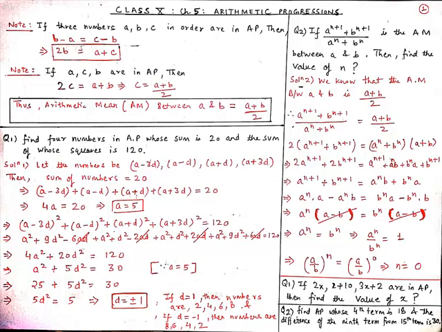So, as I have already told you, the arithmetic mean between a and b will be equal to a plus b upon 2. So, according to our question, a to the power n plus 1 plus b to the power n plus 1 upon a to the power n plus b to the power n is equal to the arithmetic mean, which is equal to a plus b upon 2. And now when we cross multiply, we get 2 into a to the power n plus 1 plus b to the power n plus 1, which is equal to a to the power n plus b to the power n and in bracket a plus b.